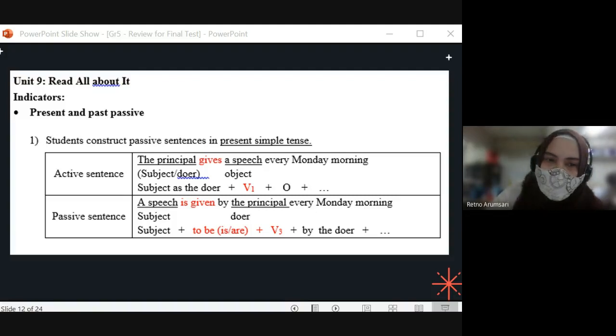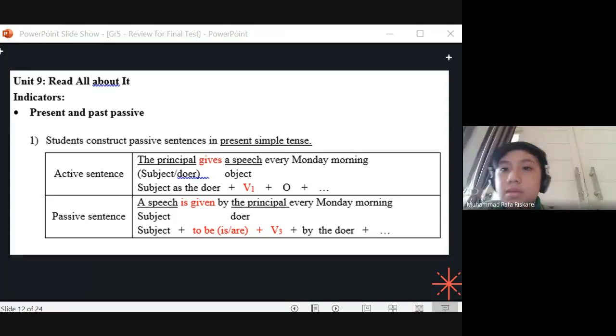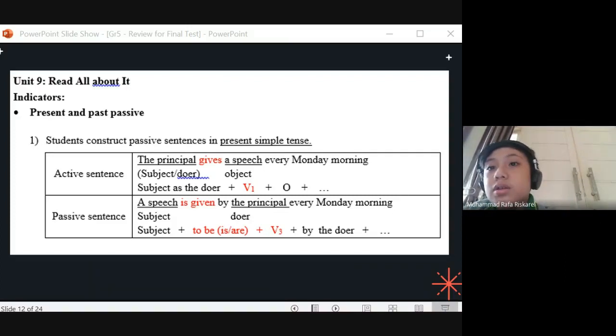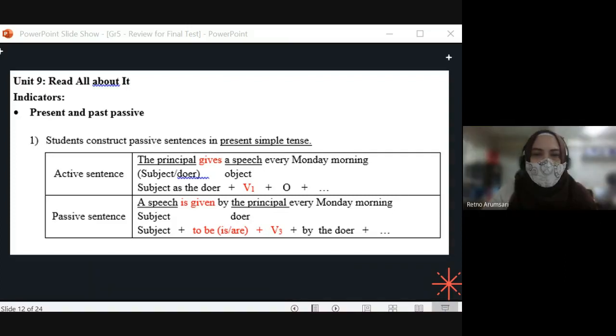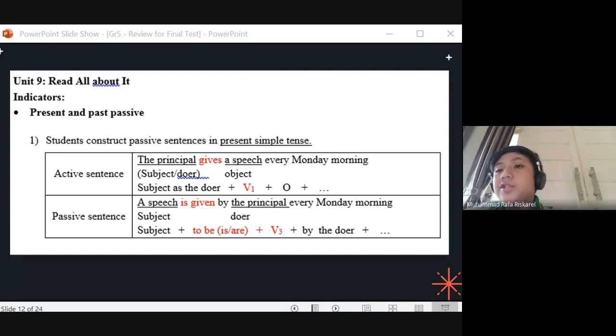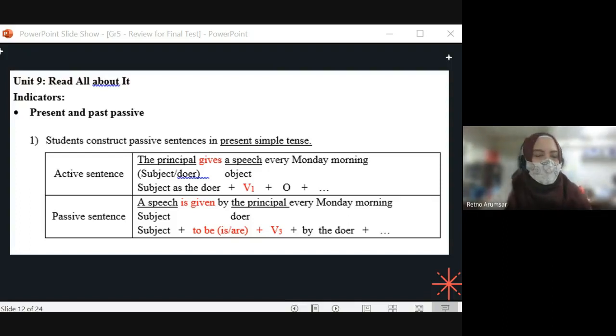What verb is this? What is given? What kind of verb is it? Verb 3. Yes, given is a verb 3. A passive sentence always uses the verb 3. And then followed by the doer and then the rest of the sentence. Now let's try.